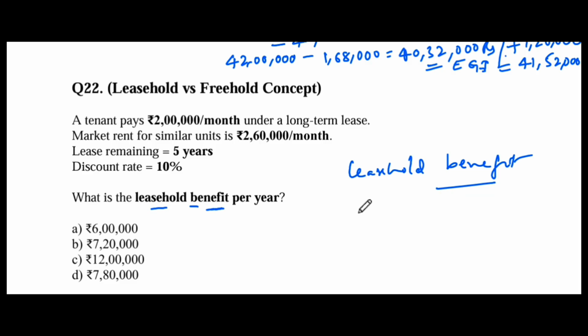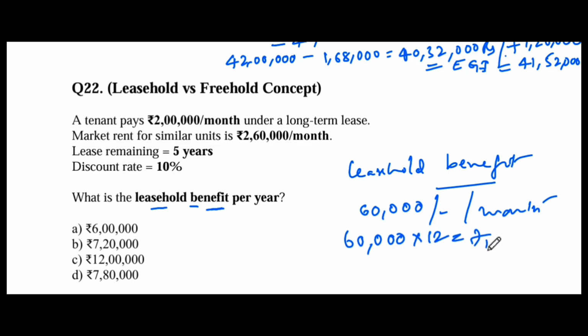Just as I explained in the previous examples, he is getting 60,000 rupees direct benefit, right, per month. So he is asking per year. 60,000 into 12. That means 7,20,000 per year. So that is the answer simply.